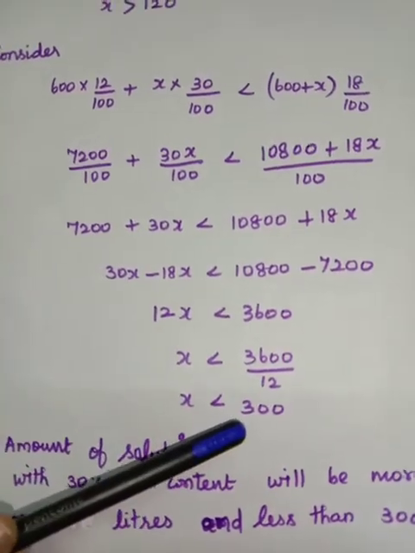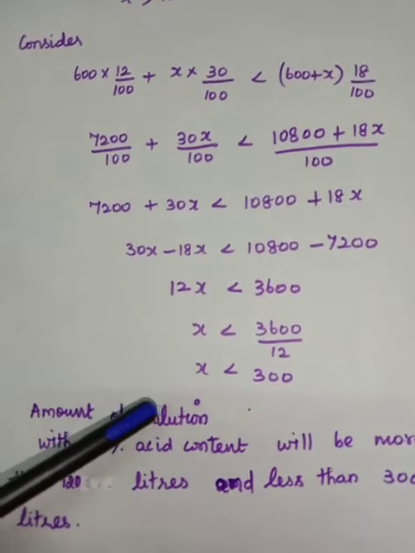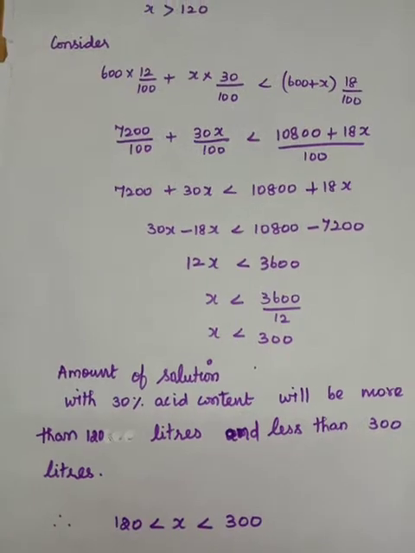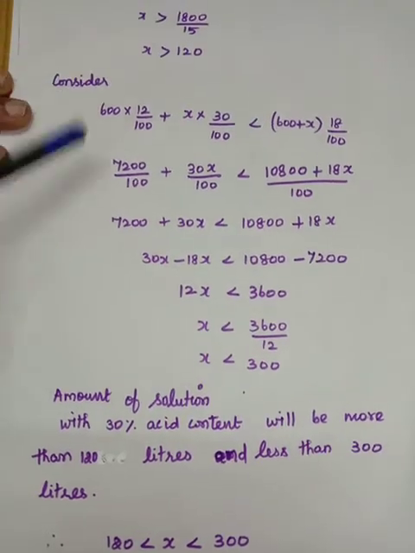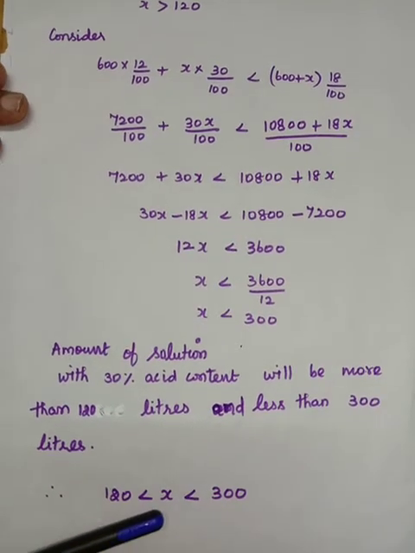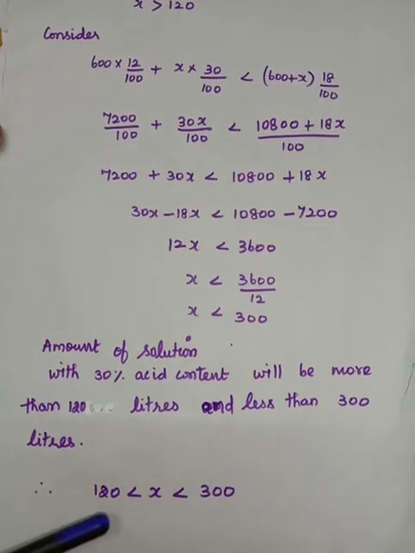That is 300. So the amount of solution with 30% acid content will be more than 120 and less than 300. Therefore x should lie between 120 and 300.